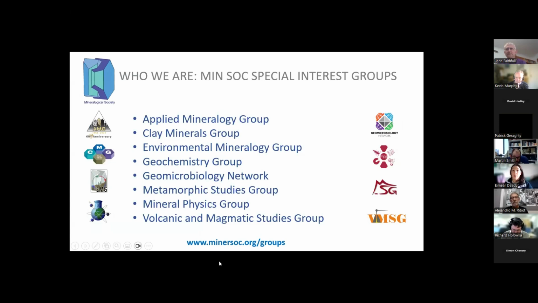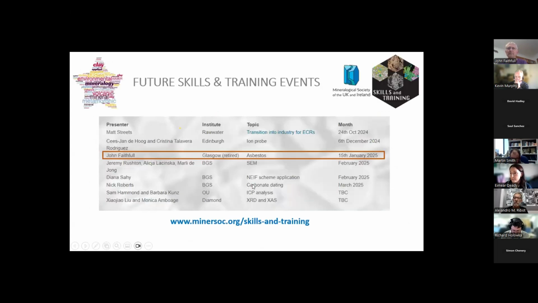We also have a range of special interest groups, so applied mineralogy, clay minerals, environmental mineralogy, geochemistry, geomicrobiology, metamorphics, mineral physics, and VMSG. Some of these are shared with the Geological Society as well. These are really the best way to get involved with MinSoc. You can find the special interest group that is of interest to you and get involved that way. And if you have questions, some chairs and deputy chairs of the groups are in the chat, so you can pop questions in the chat, and also Kevin and I will be able to answer any specific questions there too.